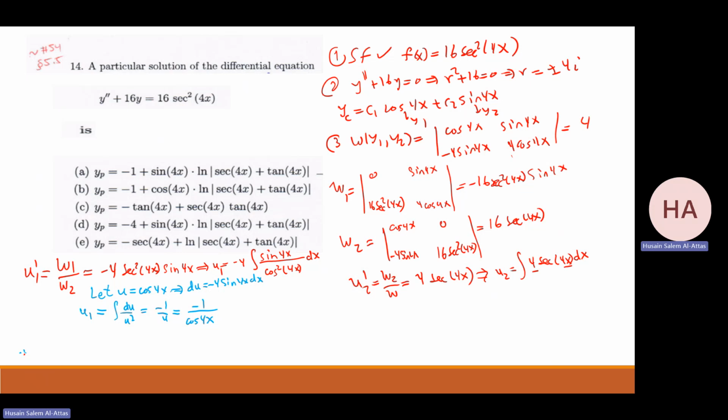So you have the integral of secant u, which is ln secant 4x plus tan x. Now it is yb.